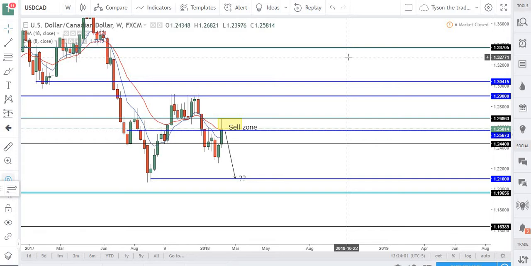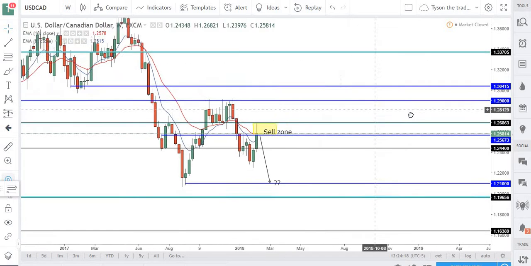We're currently looking at USDCAD on the weekly. As you know by now, we use what we call the TLS method when we trade. We focus on the trend, levels, and signals. So we use the TLS method as our foundation to get our trades. It's more like a template.